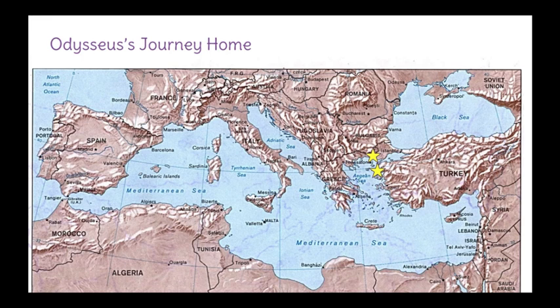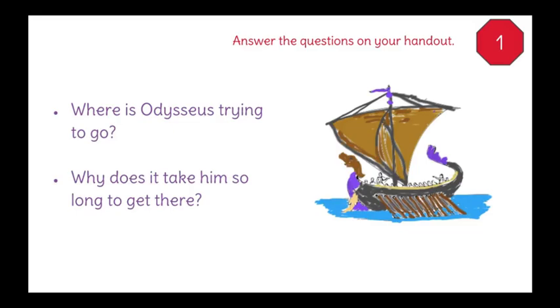As each star appears, remember that you'll be reading about the exciting and sometimes life-threatening events that happened to Odysseus in each of these places. Looking at this map, it's easy to see why it took over 10 years for Odysseus to finally get home. So now you are ready to answer question number 1 on your handout. Pause the video and follow the directions on the slide.